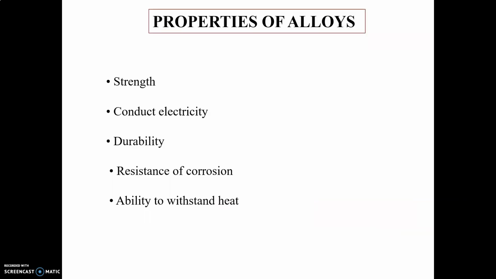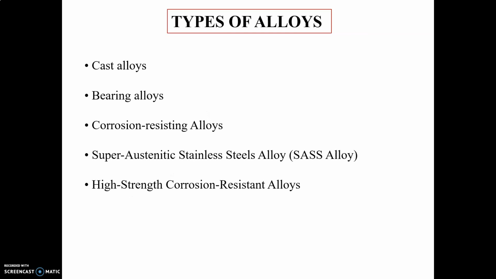What are the properties of alloys? The major five properties of alloys are strength, conducting electricity, durability, resistance to corrosion, and ability to withstand heat. What are the types of alloys? Cast alloys, bearing alloys, corrosion resisting alloys, super austenitic stainless steel alloys, normally called SAS alloys, and high strength corrosion resistant alloys.